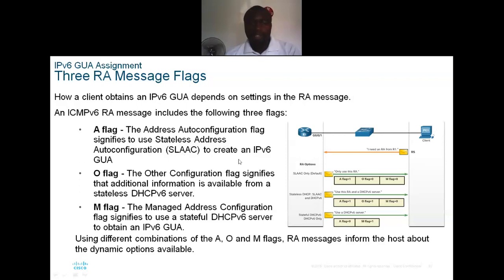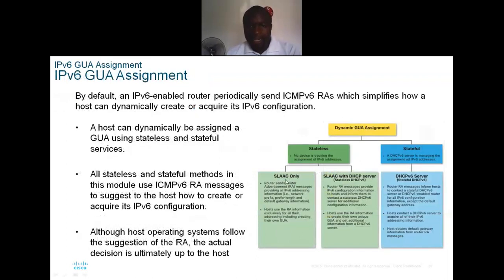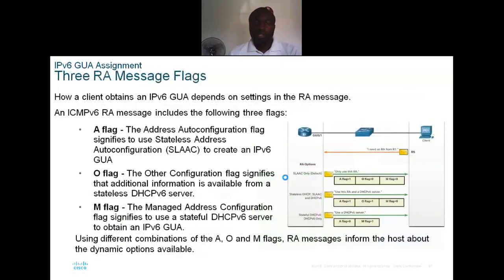All right, so to create the IP version 6 address. So you might ask this question: what is this SLAAC? SLAAC is just stateless address auto configuration. All right, and then the O flag is the other configuration flag that signifies that additional information is available from a stateless DHCP server. So the A flag, the address auto configuration flag, implies stateless address auto configuration. All right. The O flag says that there is additional information that needs to be obtained. The M flag, the managed address configuration flag, signifies to use a stateful DHCP server. All right. So most of the stateful setups use the M flag.